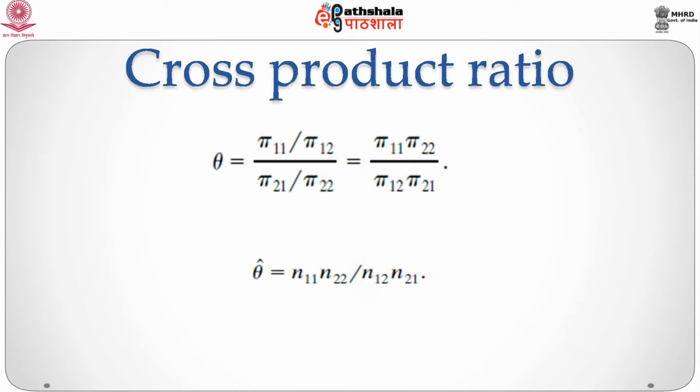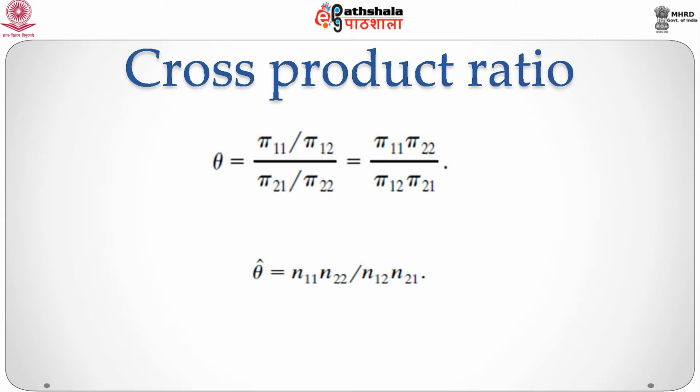The odds ratio is also sometimes referred to as the cross product ratio, and the reason is that for the simplest case, for the 2 by 2 table, the odds ratio is given by theta equal to pi 11 by pi 12 by pi 21 by pi 22, which can be rewritten more simply as pi 11 pi 22 by pi 12 pi 21. So because this looks like a cross product, I sometimes call theta the cross product ratio.